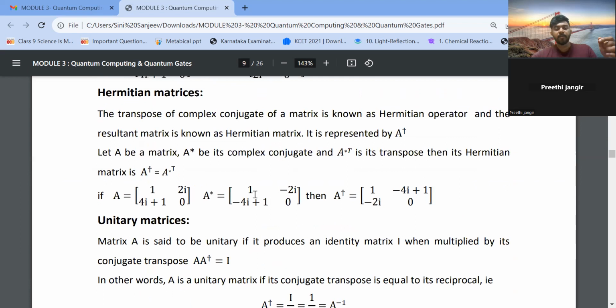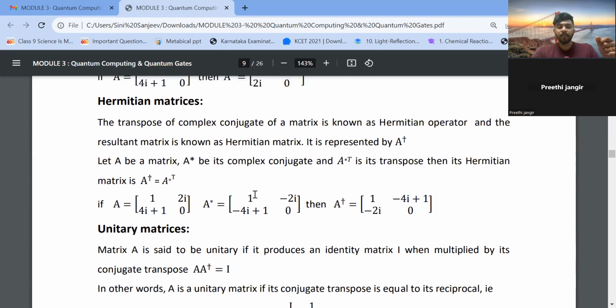Hermitian matrix is nothing but I'll be taking the transpose, as well as the complex conjugate. So first thing is, I'm taking the conjugate, A star. Wherever i is there, I'll put the minus value. Done. Then convert row into column. That's it. Simple as that. It is as easy as it sounds. Okay.